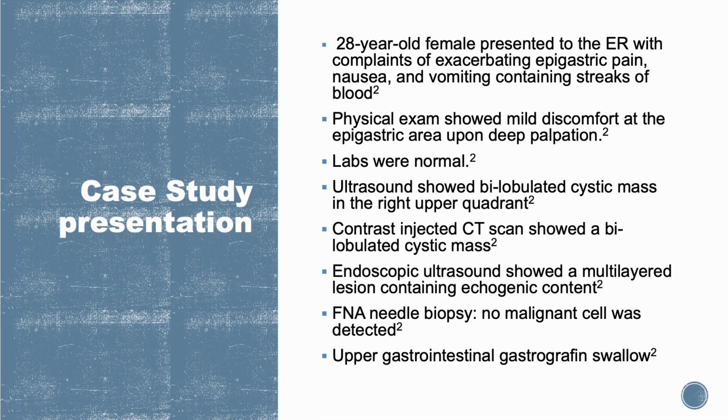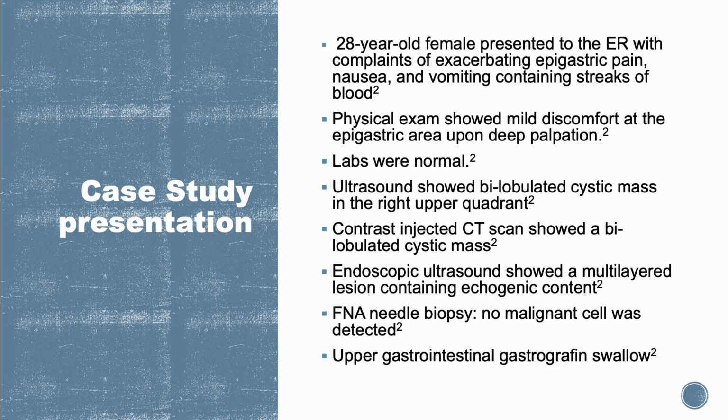Case study presentation. A 28-year-old female patient presented to the emergency department complaining of a 3-day history of exasperating epigastric pain, irradiating to the back and not relieved by over-the-counter medications. The pain was associated with nausea and episodic vomiting containing streaks of blood. She denied any history of fever, fatigue, or changes in bowel habits. No urinary or respiratory symptoms as well. The physical examination was unremarkable except for mild discomfort at the epigastric area upon deep palpation.